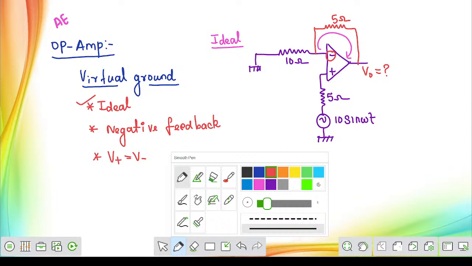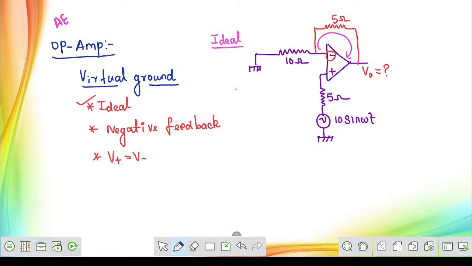Now, can you please do it, sir? Just apply the concept of V plus and V minus. And I can say the values of V plus and V minus are going to be equal to each other. That is the first thing. And we also know some of the basic properties of the ideal operational amplifier. That is, the bias current entering into the op amp is going to be 0 ampere in case of an ideal operational amplifier.